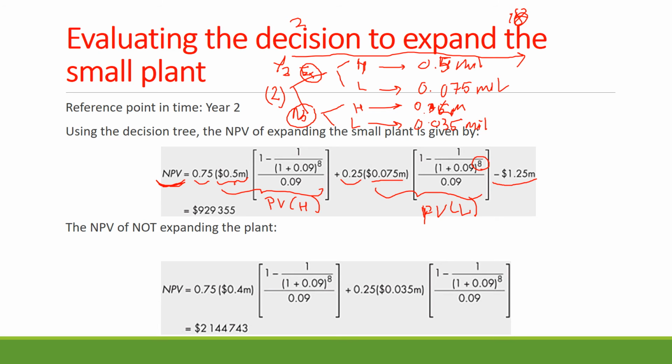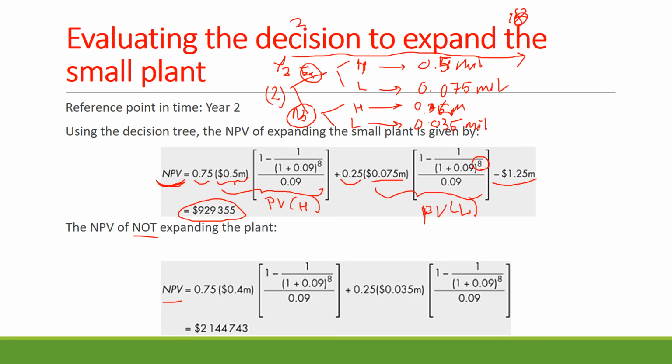Also, with the expansion, we have to pay an initial investment for the expansion, and therefore we deduct the initial investment out of our NPV analysis, right? The NPV number for the expansion decision is therefore around $900,000. We then do the same thing for the decision not to expand.